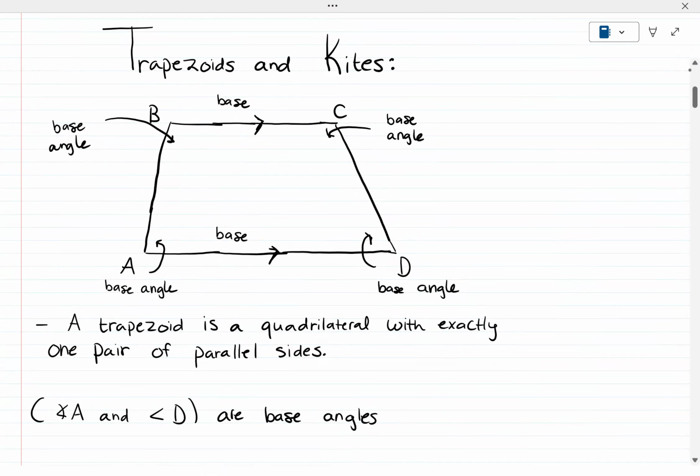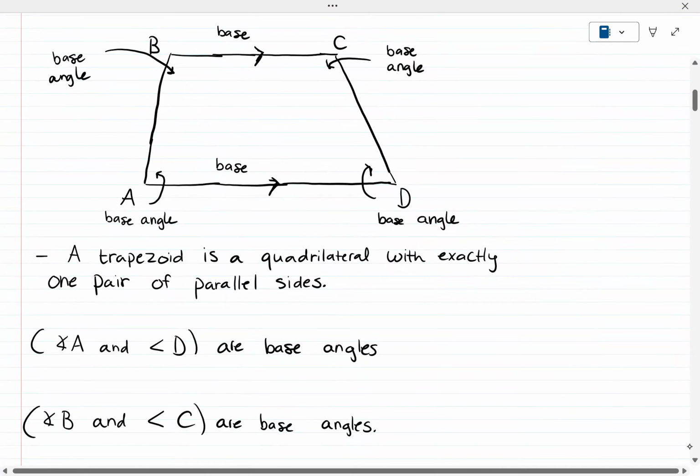If you look at the angles, angle A and angle D are what's called base angles. And angle B and angle C are base angles. So we're going to talk about these angles. I think if you add up all the base angles, they add up to 360.